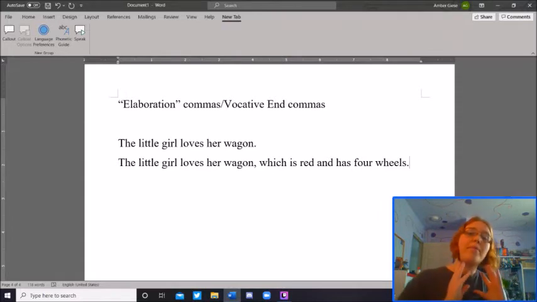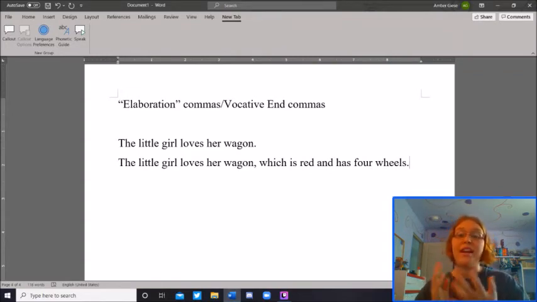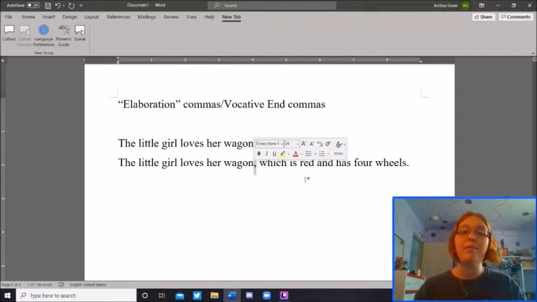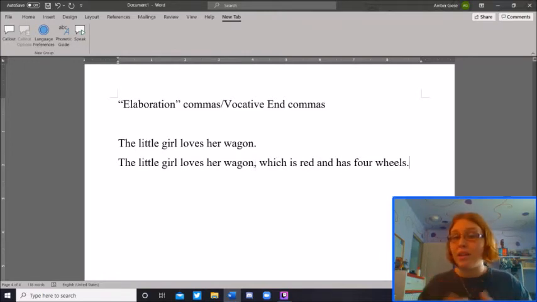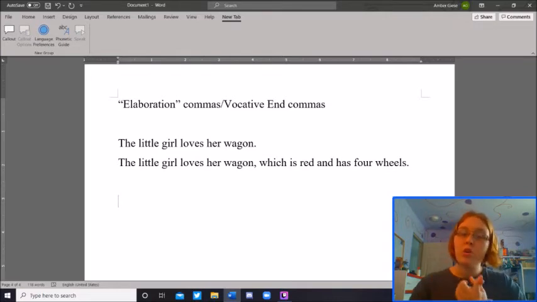If I just want to describe the wagon, I'm saying it is red and has 4 wheels. The little girl loves her wagon, which is red and has 4 wheels. This comma just basically says, hey, I'm going to explain the last thing I talked about. This one can be very confusing because we only typically use this comma with words such as who or which. Words such as because or such as, they don't need this comma.